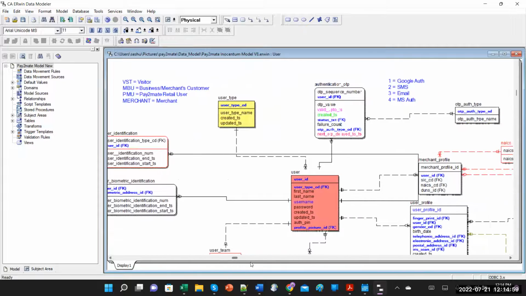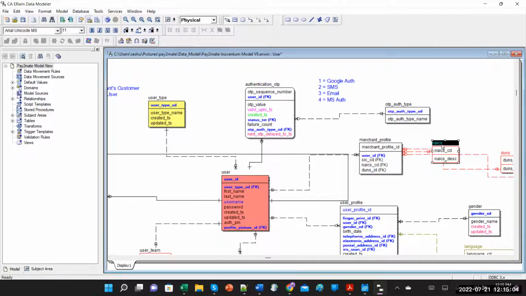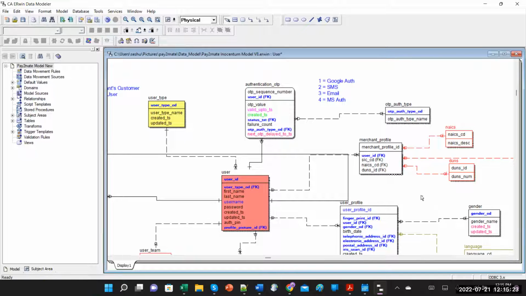In the profile, I have kept the Dunn's number, not in the identification, because the Dunn's number is not really an identification. It's just a number assigned, like a customer ID or customer number. Dun and Bradstreet gives it to many businesses as confirmation that their address and location are correct.